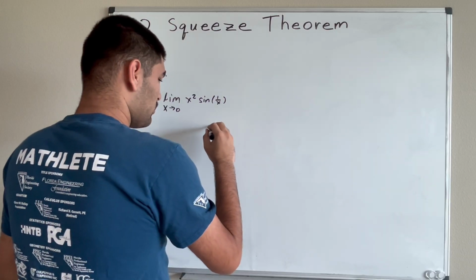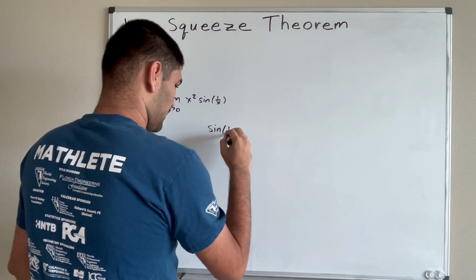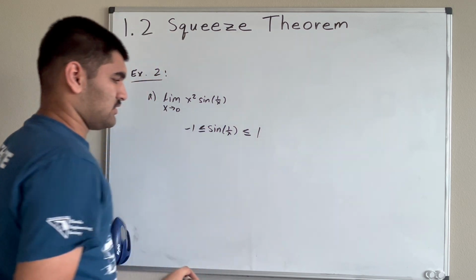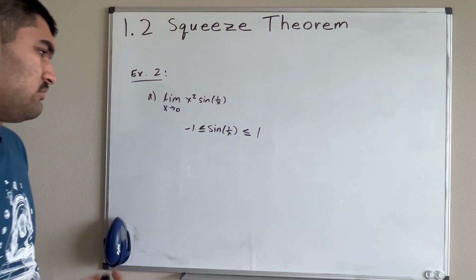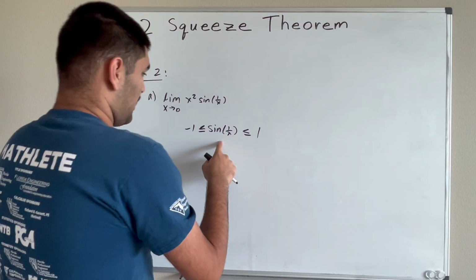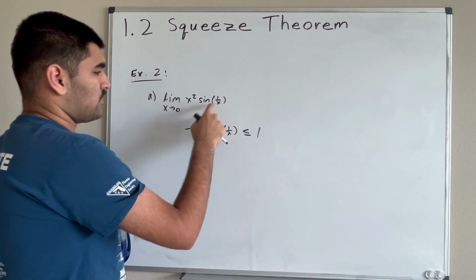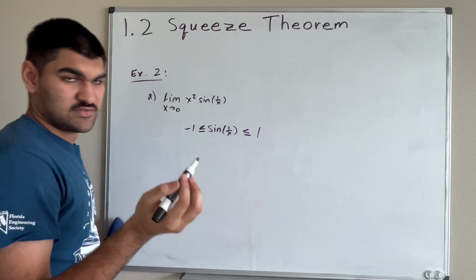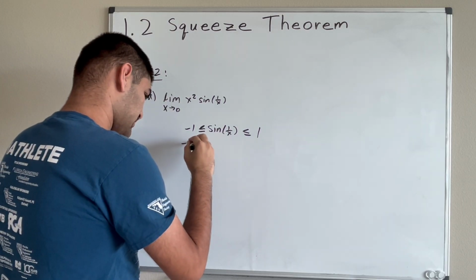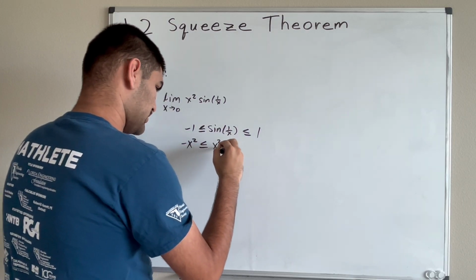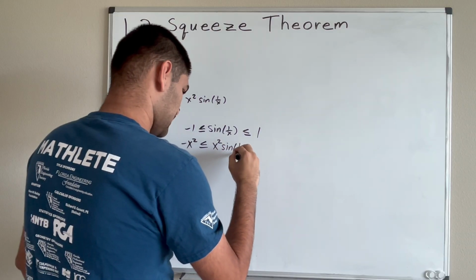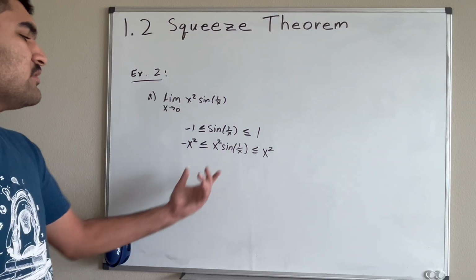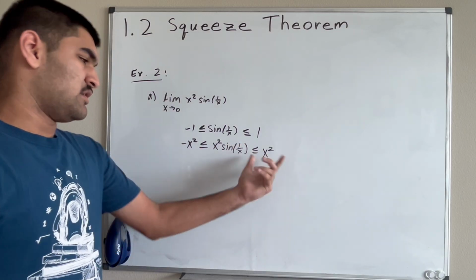So we know that sine of 1 over x is bounded between negative 1 and 1, right? Sine is bounded between negative 1 and 1. And then we want x squared times sine of 1 over x. So let's just multiply all the sides by x squared and see what we get. So we have negative x squared is less than or equal to x squared sine of 1 over x, which is less than or equal to x squared, right? So now we have bounded our function between negative x squared and x squared.